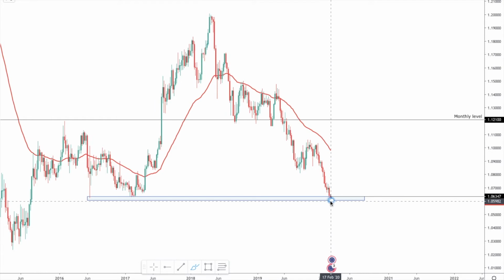We now finally have had a third touch of this support area, where we've seen prices rejected once, twice, and now potentially a third time. And this level has basically held since around 2015, so around 5 years now. So we can see on the weekly, and this is why we use the weekly, as we can pick out these key levels where price may reverse.